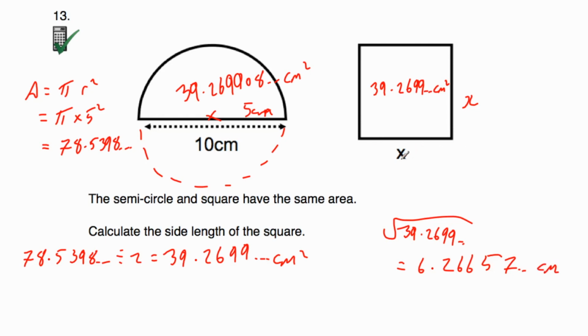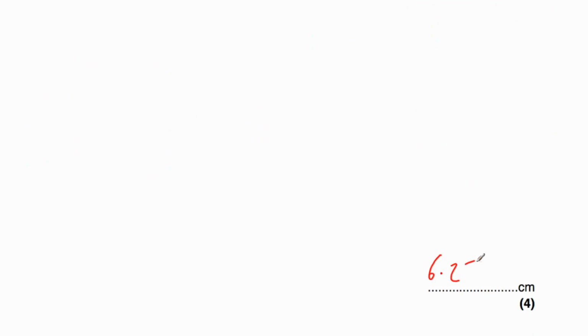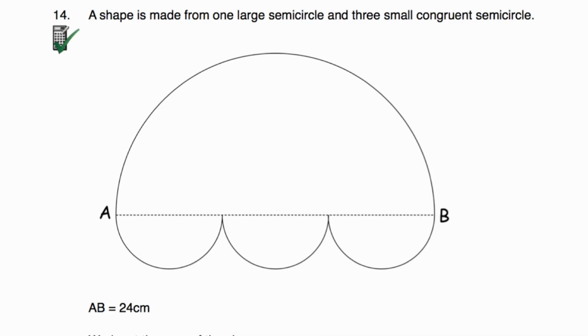So that means the side length for the square must be 6.26657 centimeters. And we can check it. If we do 6.26657 and so on times by itself, we get that's equal to 39.26999 and so on centimeters squared, and that's the same as the area of the semicircle. So the answer, and if we rounded to 2 decimal places, would be 6.27, and that would be the side length of the square. Okay, let's have a look at question number 14.